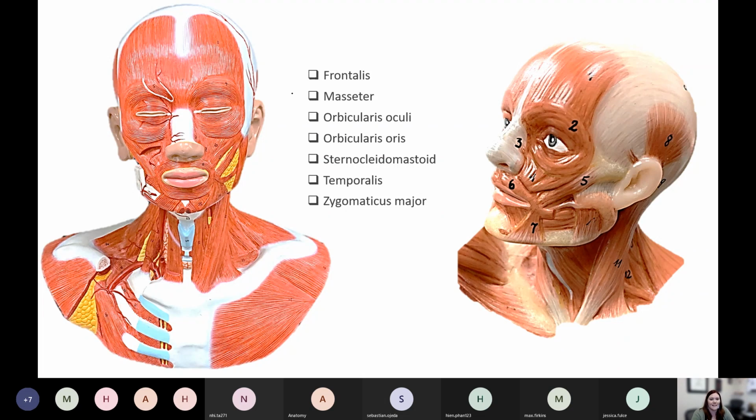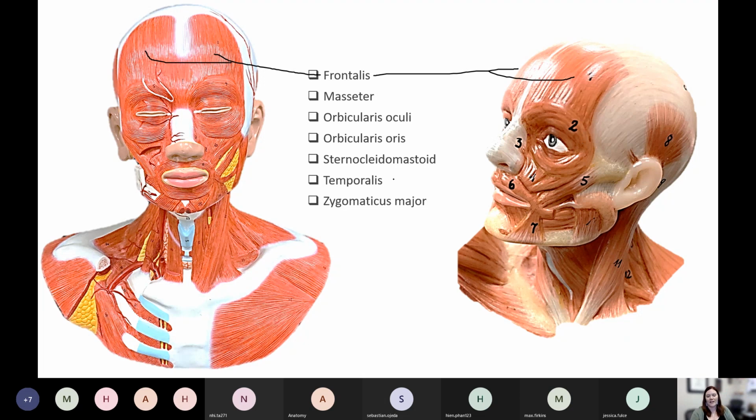With the muscles of the face, there are not very many of them. That's good news for us. Many of them are named based on where I find them, which makes it easy. For example, the frontalis muscle is found right on top of the frontal bone. So the frontalis muscle is in your forehead. This is what's going to allow you to move your eyebrows up.